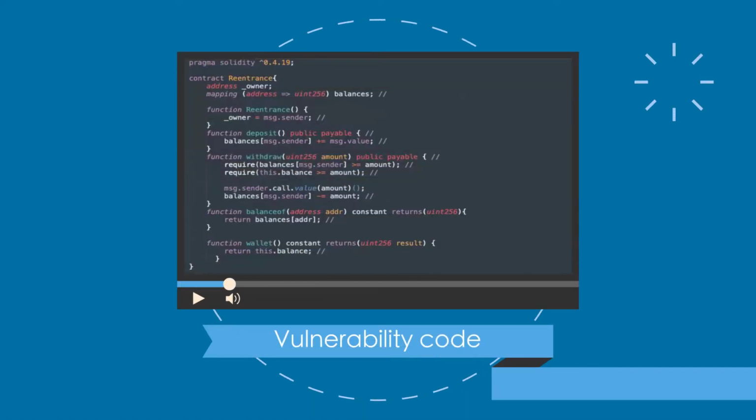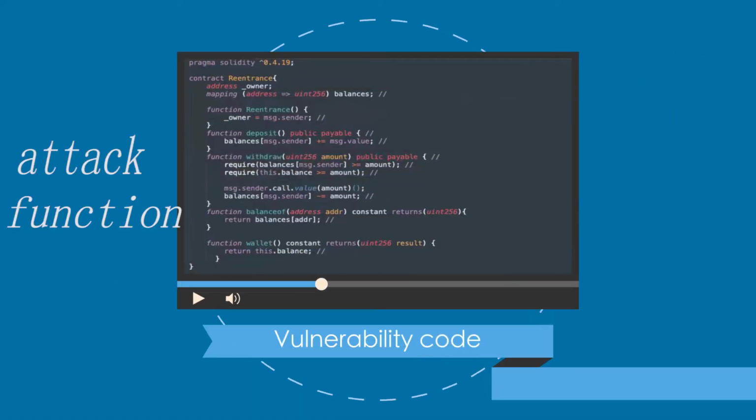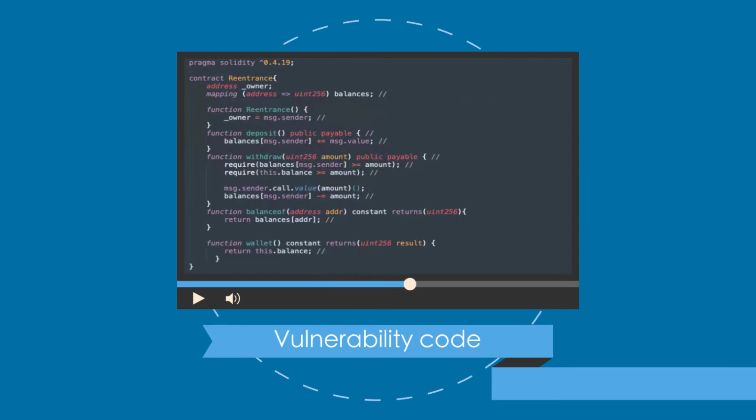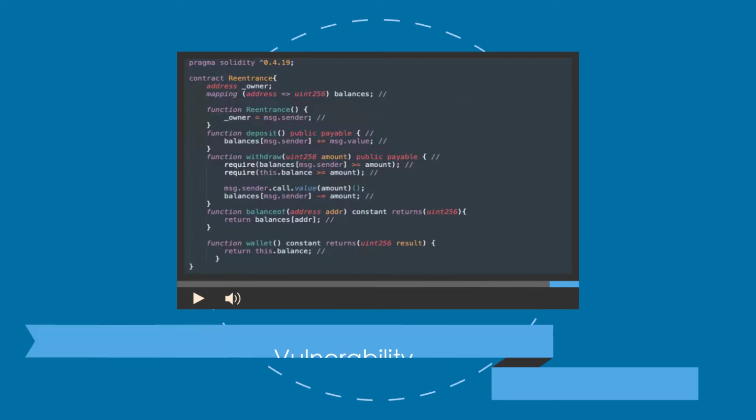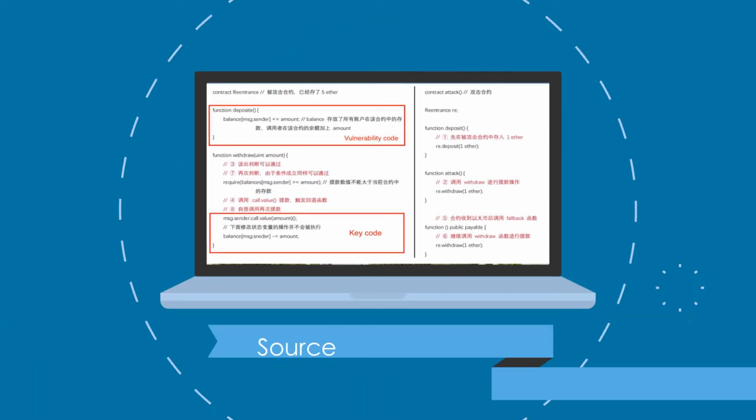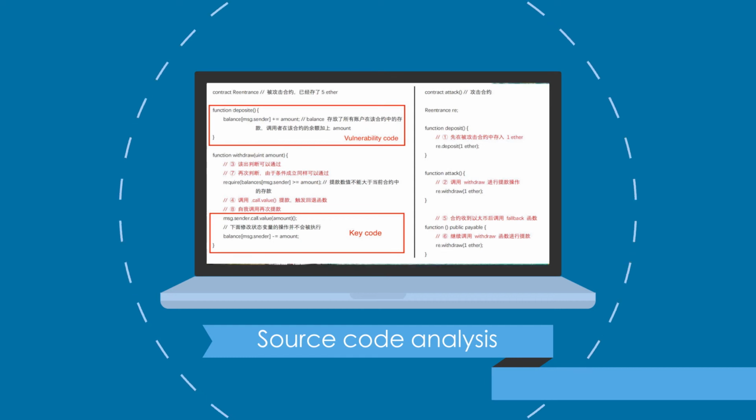Vulnerability code. The attacker calls the attack function of the attack contract to simulate the attack, which implements a contract similar to a public purse. Source code analysis. Here we list the vulnerability source code and attack steps, also the key code.